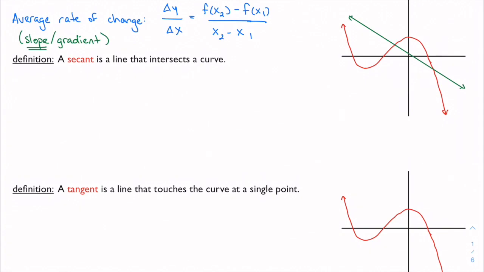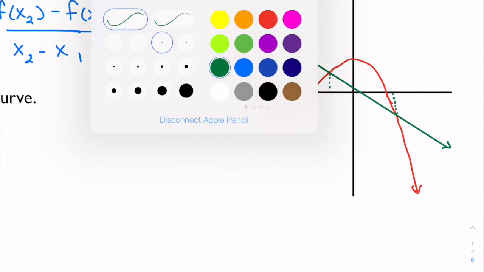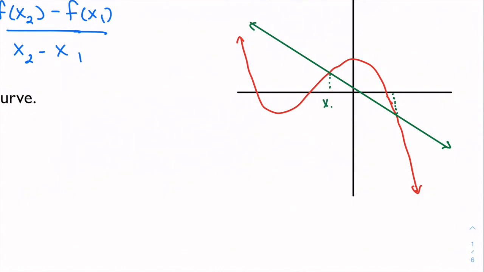And I can concern myself with 2 points on that curve. All right, let me actually zoom in a little bit here. 2 points on that curve that I'm concerned with here, and that would be x1 and x2. Right, and if I wanted to know the slope of this secant line, well, this is just the average rate of change, right? I want f of x2 minus f of x1 divided by x2 minus x1. So the slope of my secant line here is just my average rate of change.